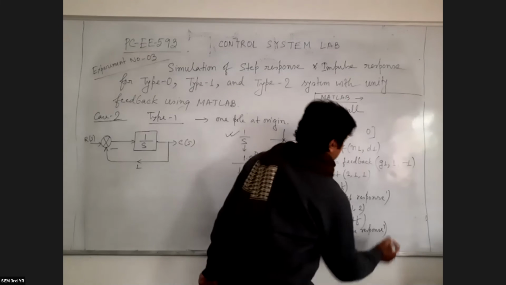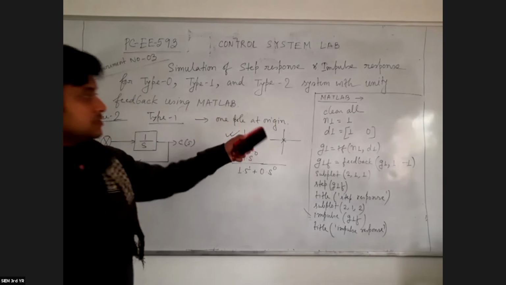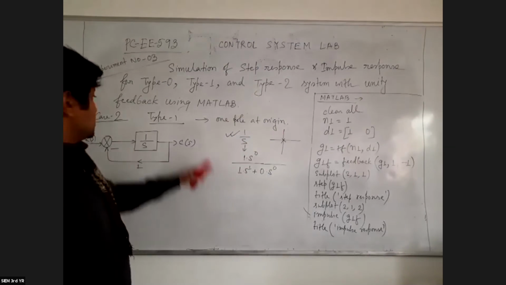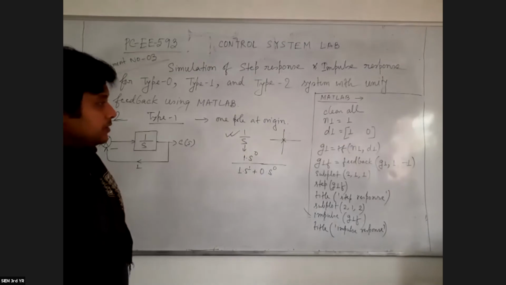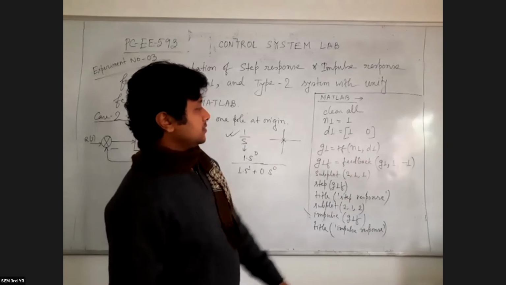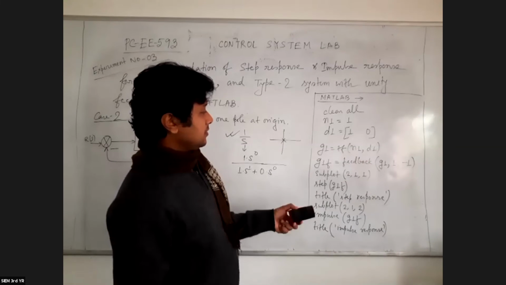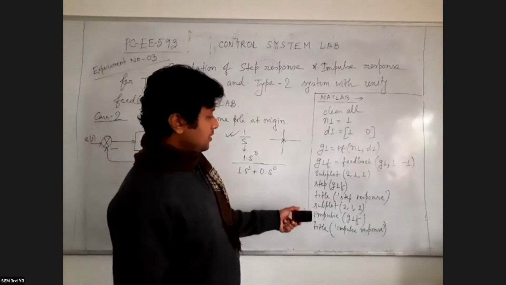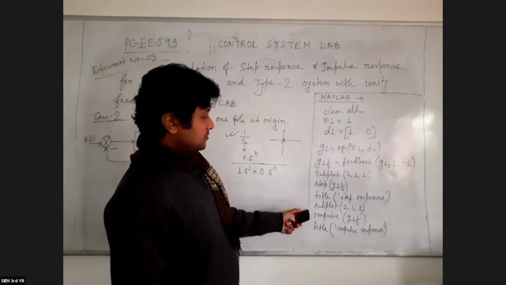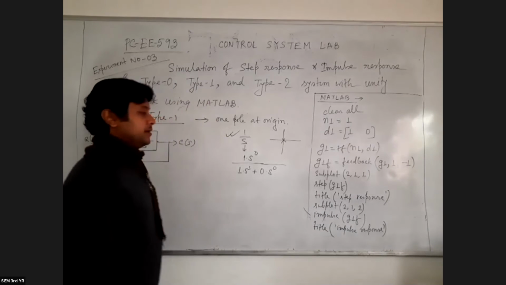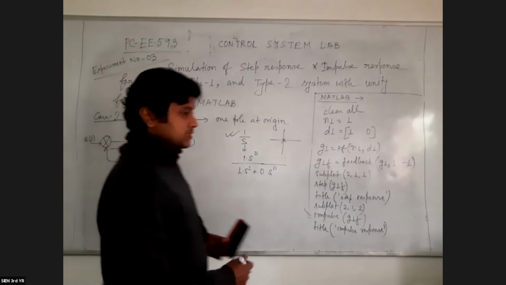Okay. So n1 equals 1, d1 equals 1 space 0, g1 equals tf n1 comma d1, g1f equals feedback g1 comma 1 comma minus 1, subplot 2 comma 1 comma 1, then step g1f, title step response, then subplot again 2 comma 1 comma 2, impulse of g1f, title impulse response. So let me see.